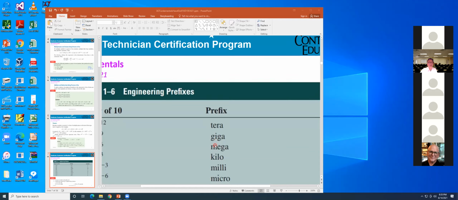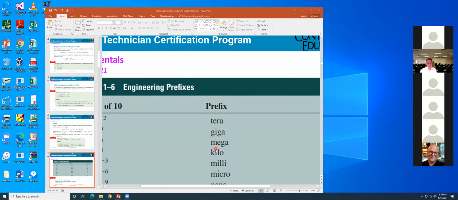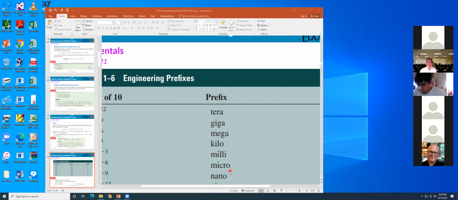Okay, next one will be engineering prefix. So you know they get a tera, giga, mega, kilo, milli, micro, nano.